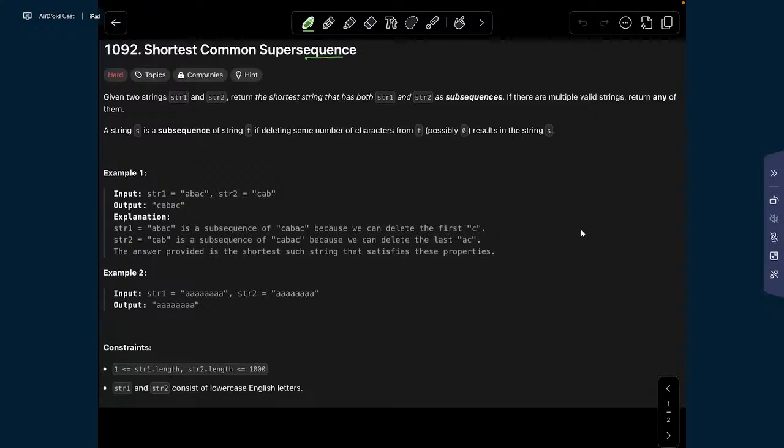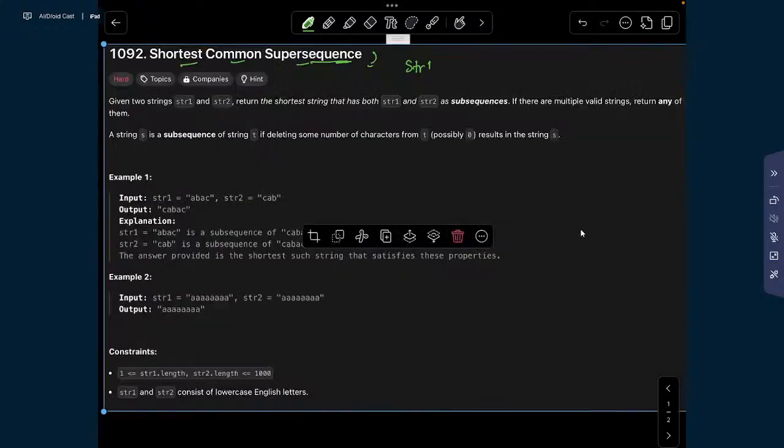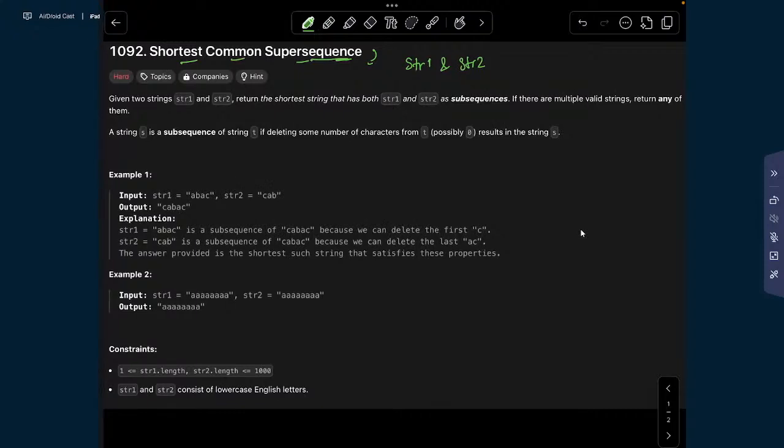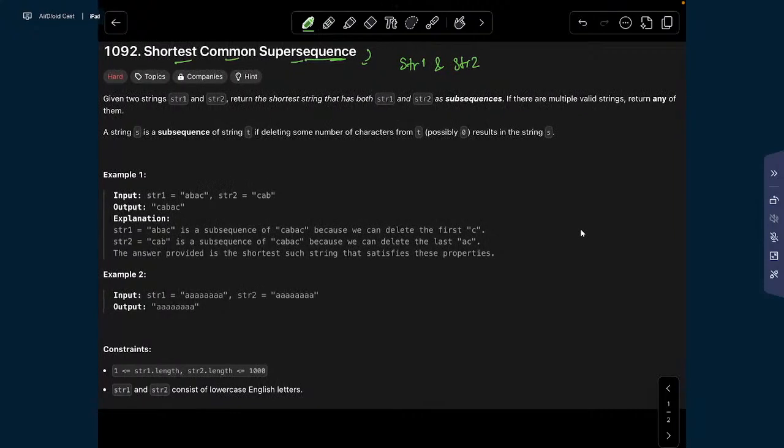Now, what is a supersequence? I'm not aware of it in the first place. This is the shortest common supersequence, right? Let's read it. Given two strings str1 and str2. Okay, these are the two strings we have been given. Return the shortest string that has both str1 and str2 as subsequences.